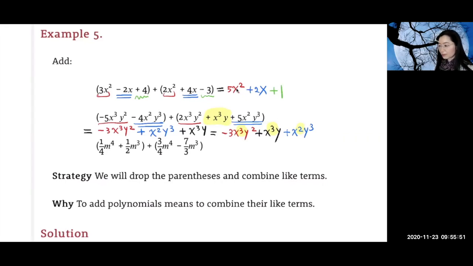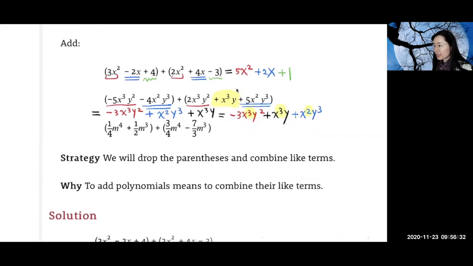Oh, you see what I have done over here? I rearranged the terms over here. I put them in descending power of x. x cubed, x cubed, x squared. Okay, like this.